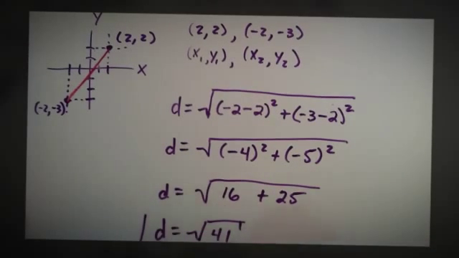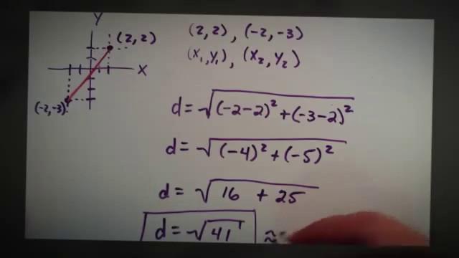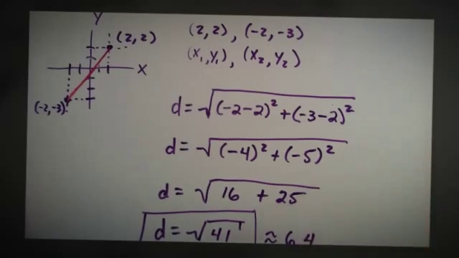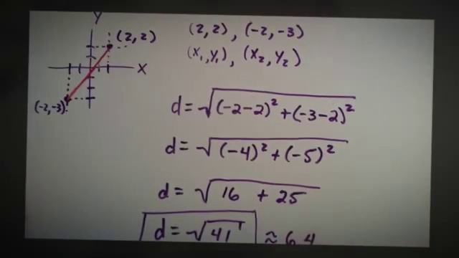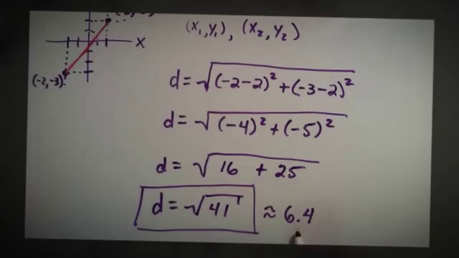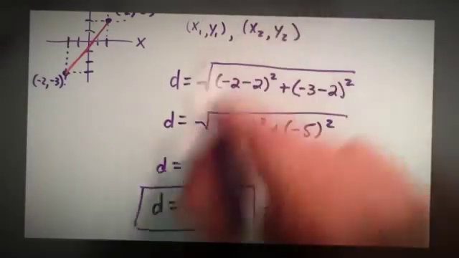So the square root of 41 is the length of this line, and that is approximately equal to 6.4. So the distance between these 2 points is about 6.4. If you want an exact answer, then write it in this form: square root 41. This is the exact distance. This is an approximate distance between the points 2, 2 and -2, -3.